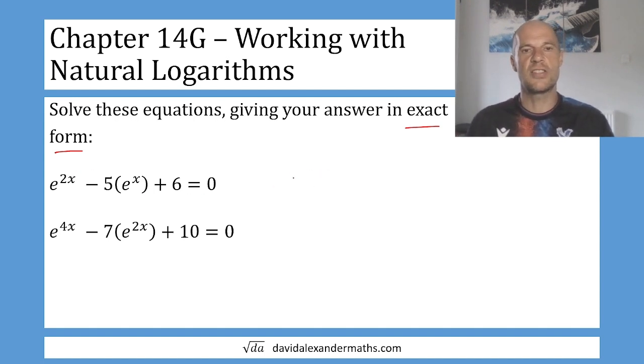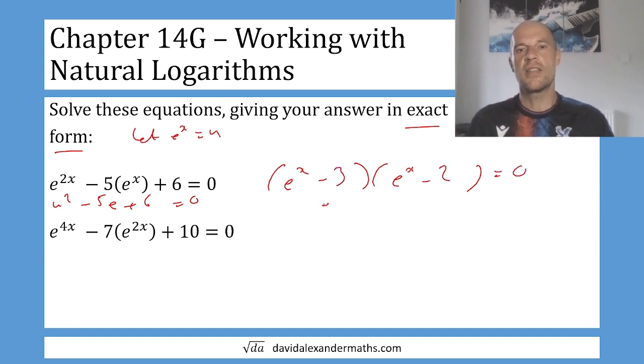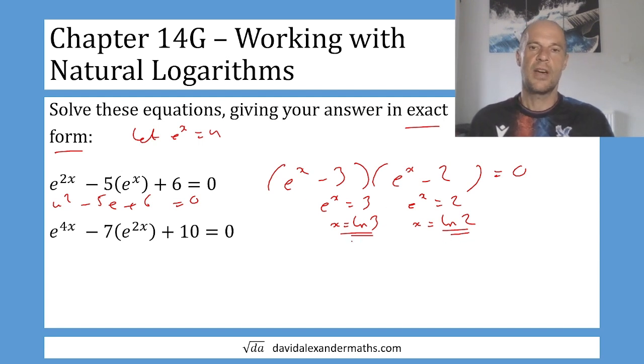Now this is another disguised quadratic, so this is e to the x squared and an e to the x. If you want, say let e to the x equal u, and turn this into u squared minus 5u plus 6 equals 0. So this is e to the x minus 3, e to the x minus 2 equals 0. Therefore e to the x is 3 and e to the x is 2. Now if e to the x is 3, then x is ln 3, and x is ln 2. And that's me giving the solutions in exact form, in terms of ln. So you don't want just the decimal equivalent of ln 3.